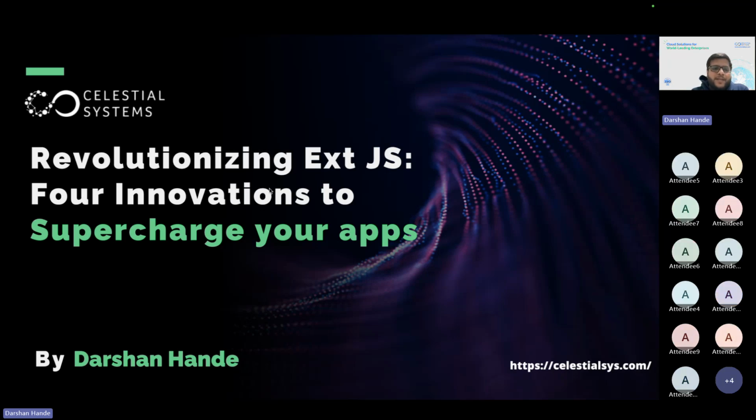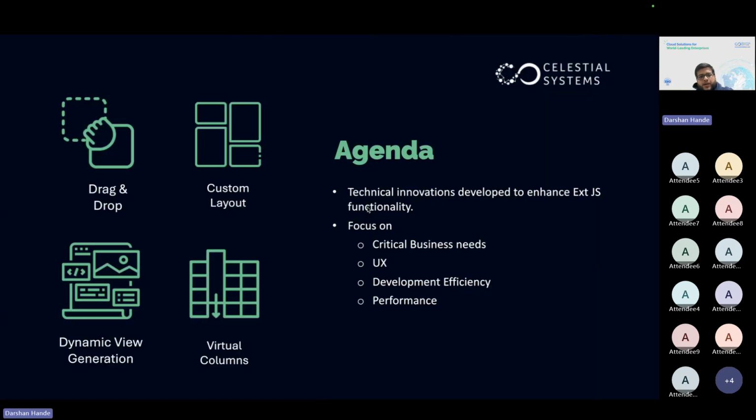So the topic is revolutionizing Ext JS, the four innovations which Celestial has built for customers to support apps and improve the user interface. The agenda covers the four innovations: drag and drop, the custom layout, virtual columns, and dynamic view generation.